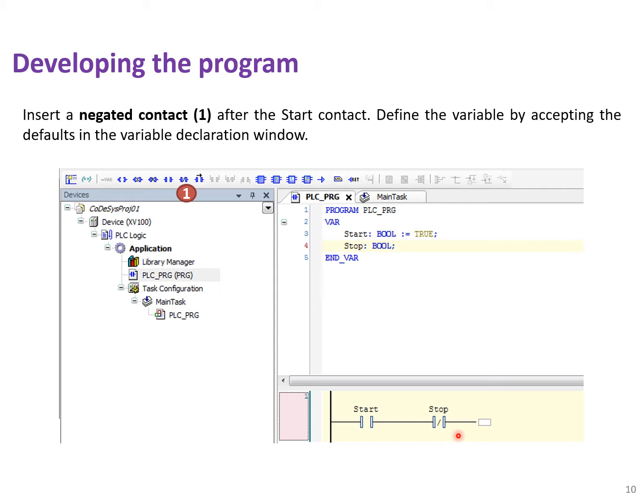Same for the start. You will see that auto declaration window pop up, and then you could choose a name as stop and go with the default value, and then you will see the stop variable in the variable definition window.